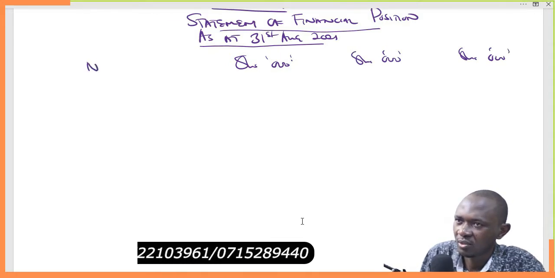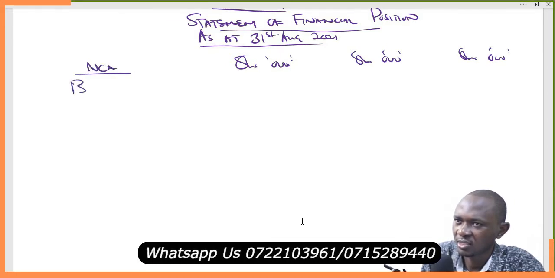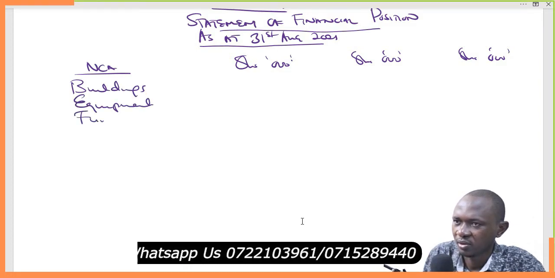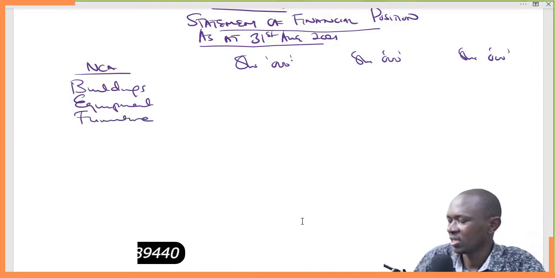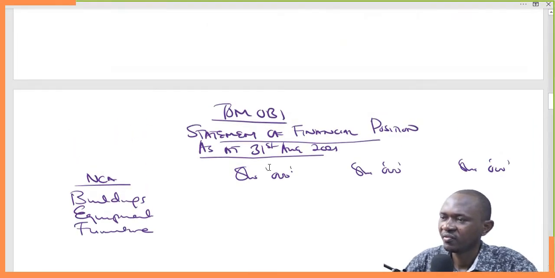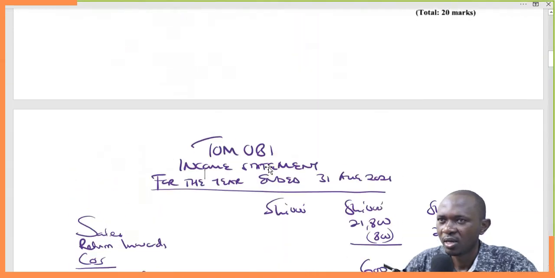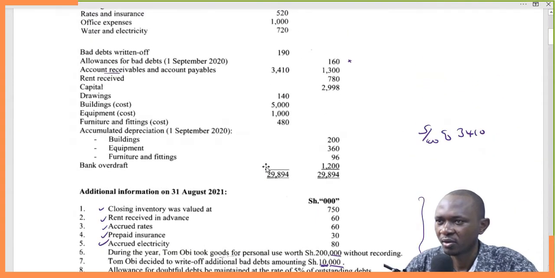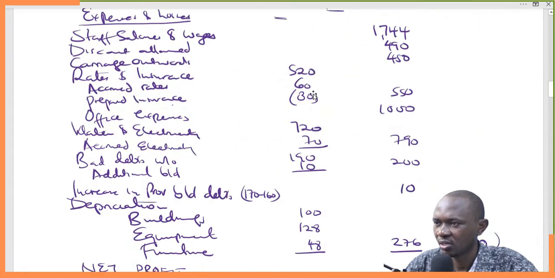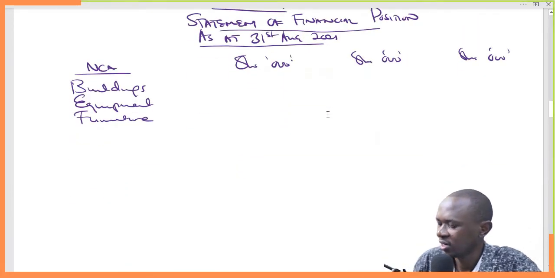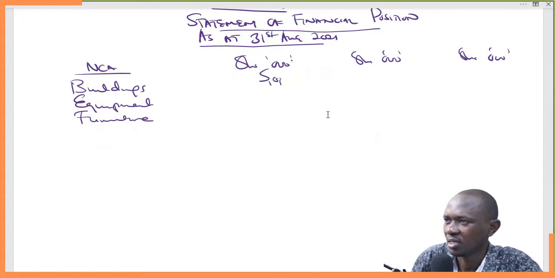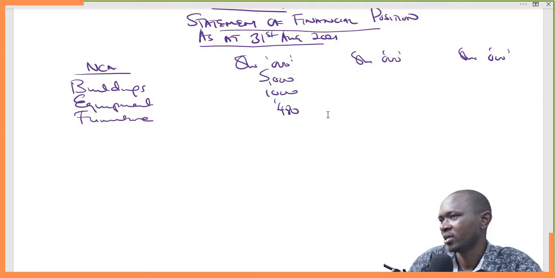Then of course we start with the non-current assets, and in our case we have the buildings, the equipment, and the furniture. So we get the cost. Here we have the first column, the book values, and we pick them as they are in the question: 5,000, 1,000, and 480.